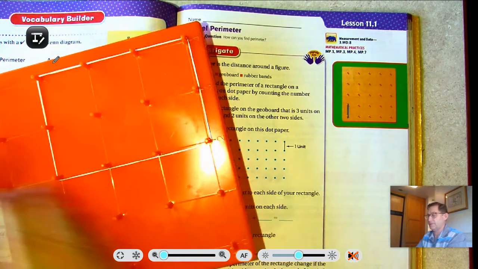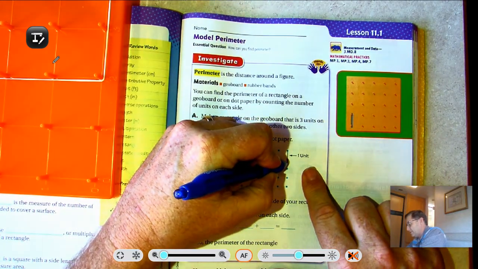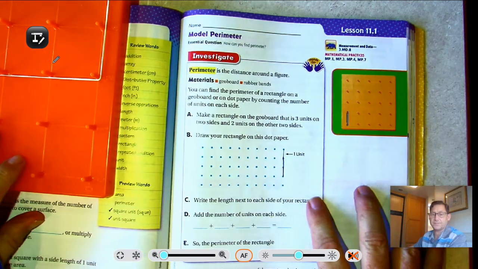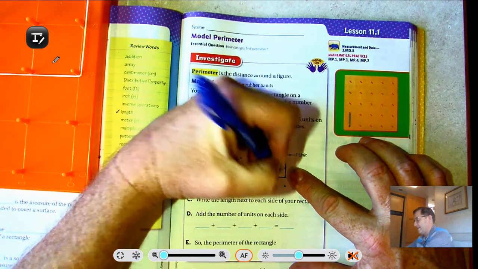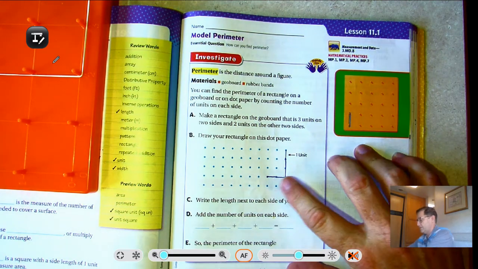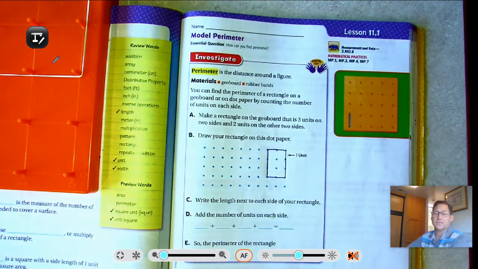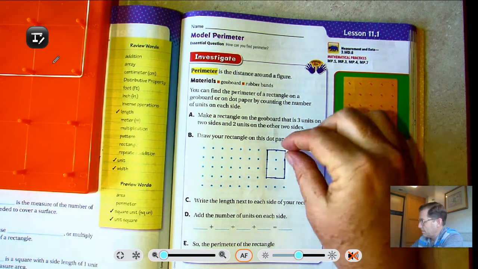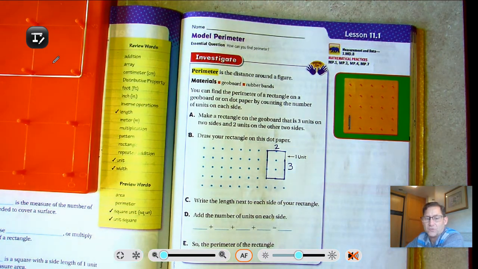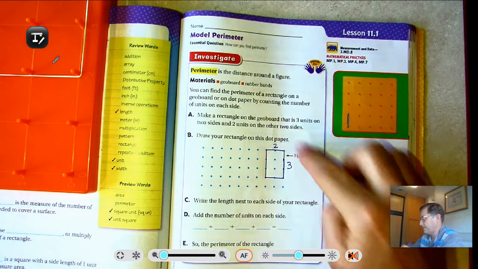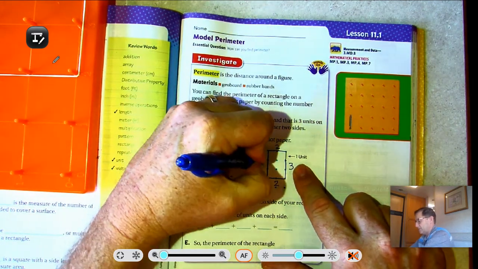So what does that look like on our dot paper? Well, here they're showing us 1 unit. So let's just keep going down. That's 2 units and 3 units. Okay, 1, 2, 3, and then 2 on another side. Okay, so 1, 2, then back up the same 3 and over 2. Okay, so we've made a 3 by 2 rectangle. So now write the length next to each side of the rectangle. Okay, I did 2 of them. The opposite side has to match. They're equal. And so this side is also 3.